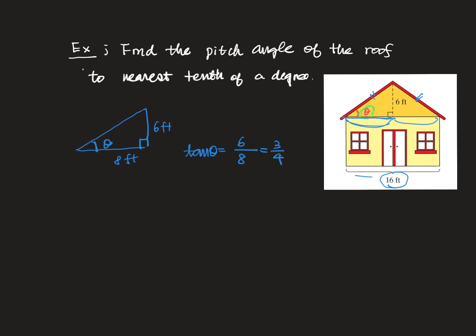This question is looking for an angle. How can we find the angle? The angle is going to be arctangent, right? Arctangent of 3 over 4. When using the calculator, this is going to be 36.9. Make sure you use the arctangent, and make sure you use the degree mode.